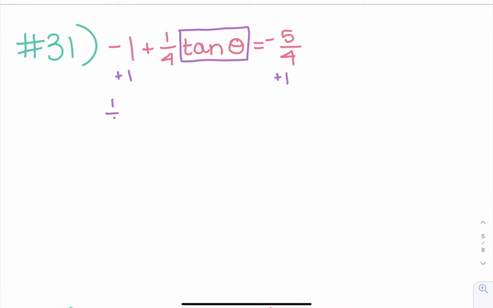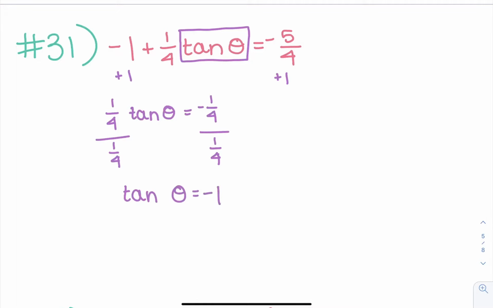So we get 1/4 tangent of theta equals -1/4. And then we divide both sides by 1/4. So we end up with something actually simpler. So we end up with tangent of theta equals -1. And by now you might remember this happens with our reference angle of 45 degrees. But we need to figure out where tangent is negative.